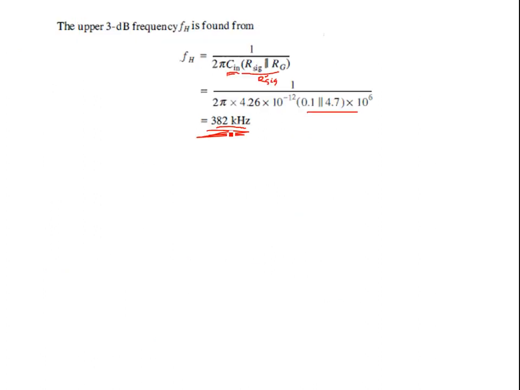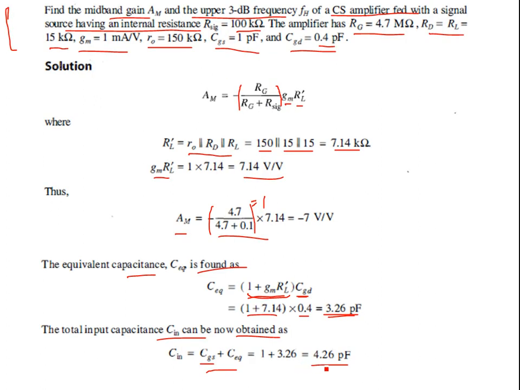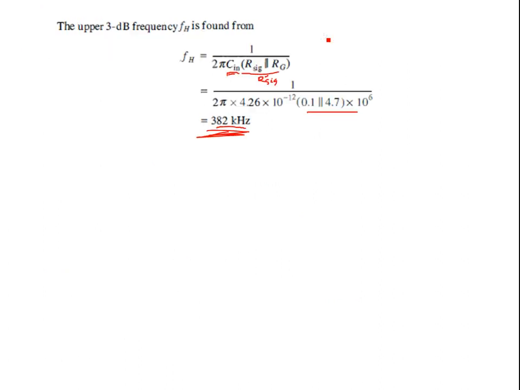FH is 382 kilohertz, but if we wouldn't have this Miller multiplier here, and adding CGS only, in such a configuration, it would produce a C in equal to 1.4 picofarads, and your FH could be much higher. It's like multiplying your bandwidth by 4 times. It would have increased the bandwidth 4 times. So the Miller effect is very much pronounced in reducing your 3 dB bandwidth. Okay, so that's about the high frequency response of the common source amplifier.